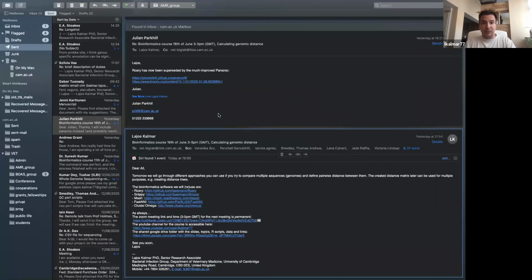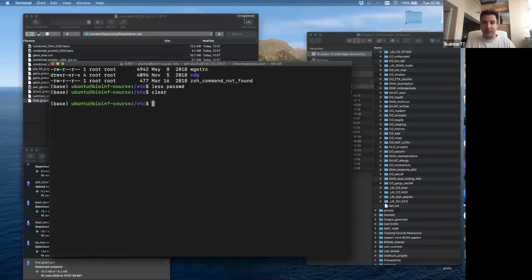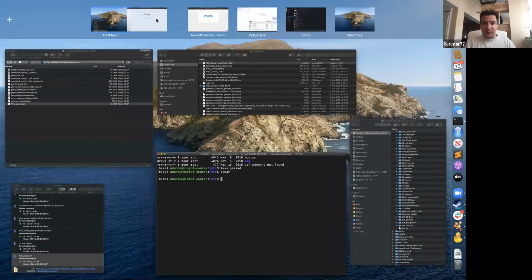Yeah, I will just close this window, and I'm not here, but I have this one here.